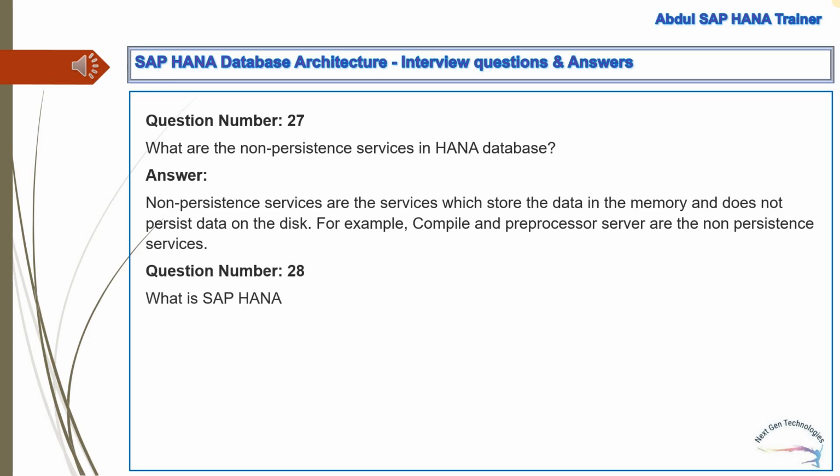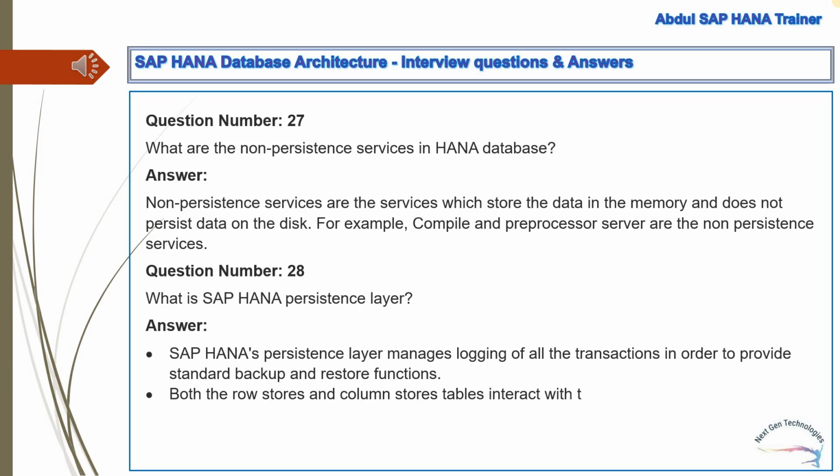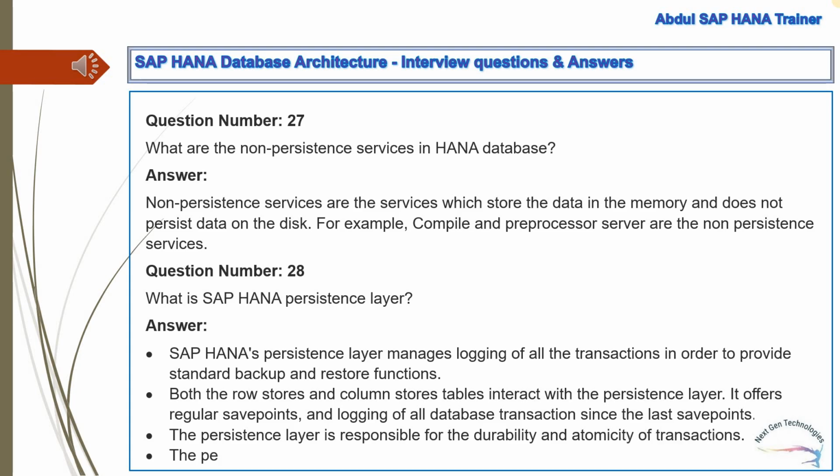Question number 28. What is SAP HANA persistence layer? Answer. SAP HANA persistence layer manages logging of all the transactions in order to provide standard backup and restore functions. Both the row store and column store tables interact with the persistence layer. It offers regular save points and logging of all database transactions since the last save point. The persistence layer is responsible for the durability and atomicity of transactions. The persistence layer manages both data and log volumes on the disk.